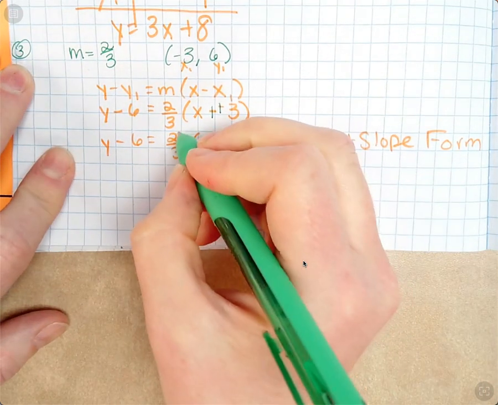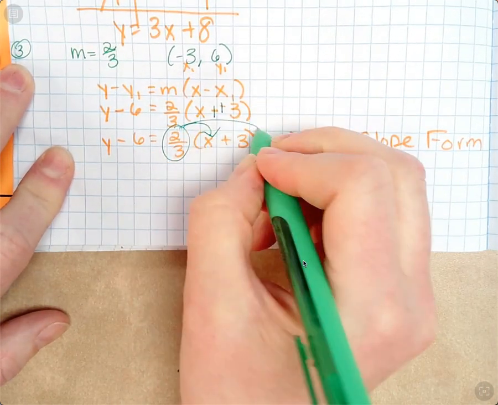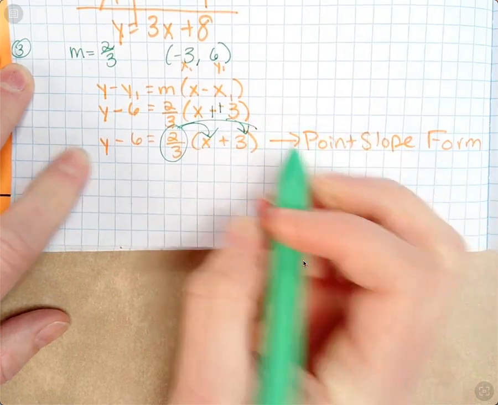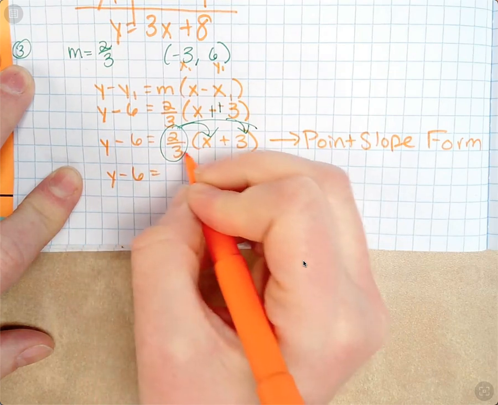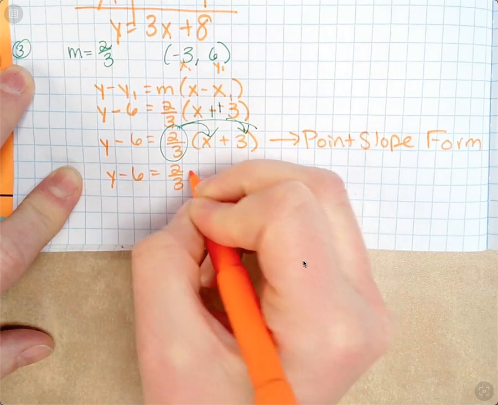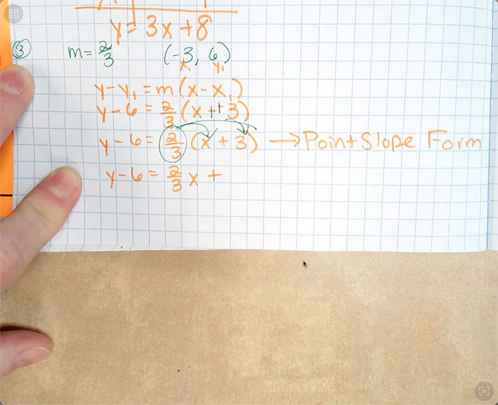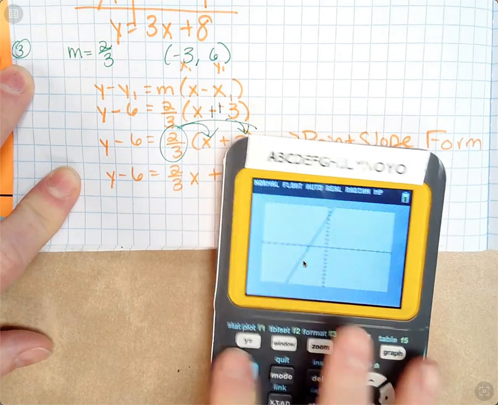And so the next thing I need to do is get rid of parentheses by distributing. Whoa, my line went way wrong. Y minus 6 equals 2/3 times x, so that'd be 2/3 x, plus 2/3 times 3.